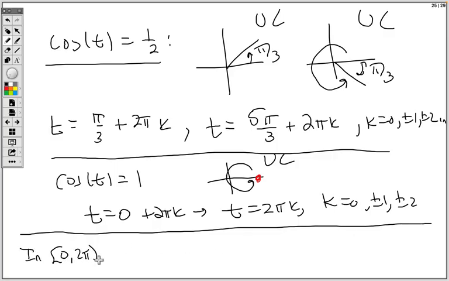So in the interval 0 to 2 pi, what are my answers? Pi over 3, 5 pi over 3, and then 0. Adding or subtracting multiples of 2 pi to any of these values is going to result in numbers that are either bigger than 2 pi, equal to 2 pi, or less than 0.